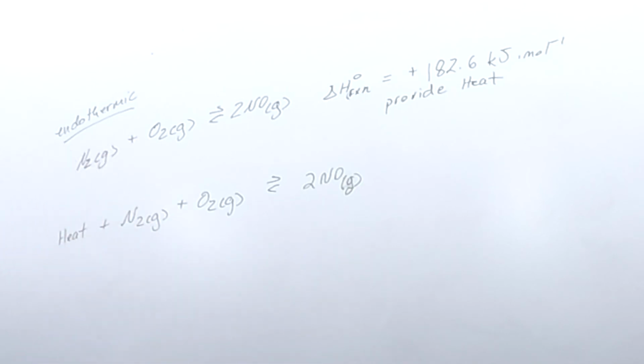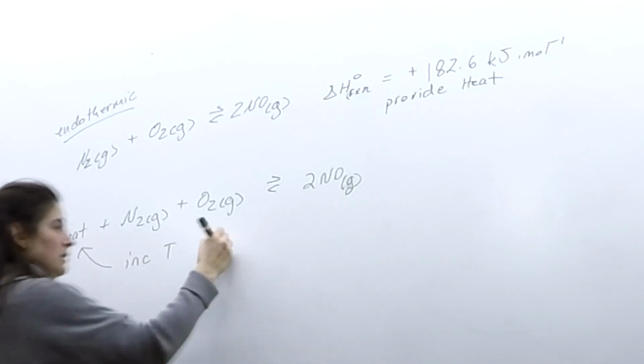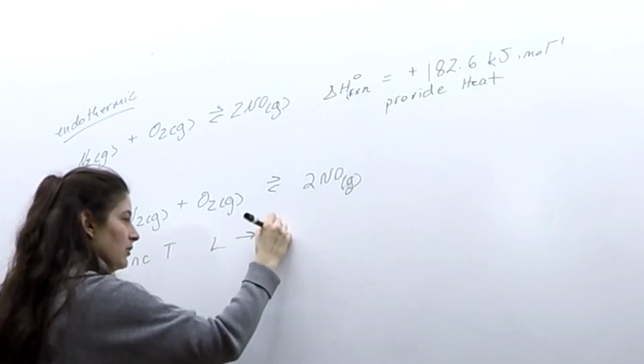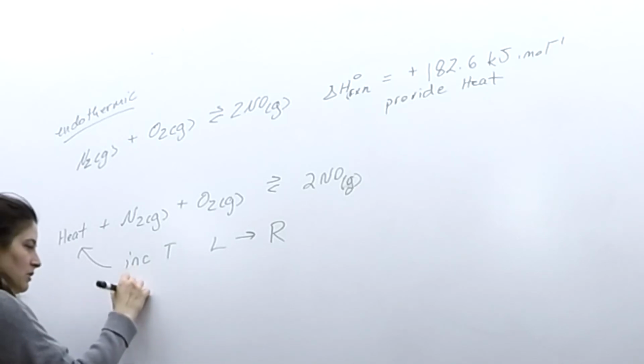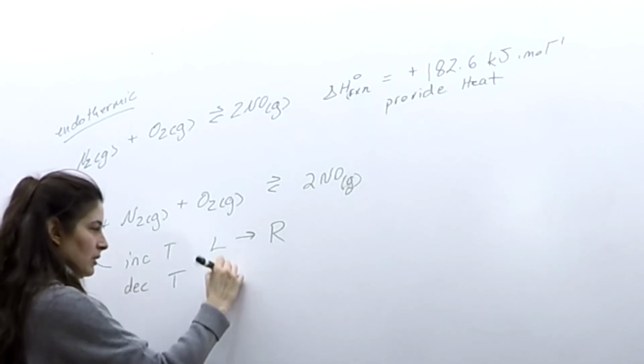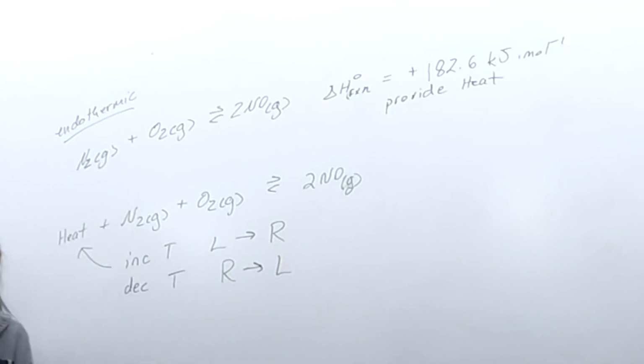Okay, so this is where the common knowledge would be good. Increase the temperature, increase the amount of heat, drive your equilibrium from left to right. Decrease your temperature, you'll drive it back in the reverse, back towards the left.